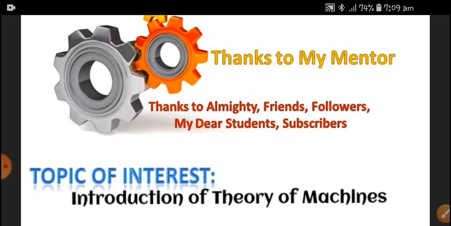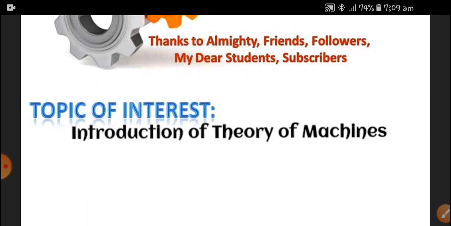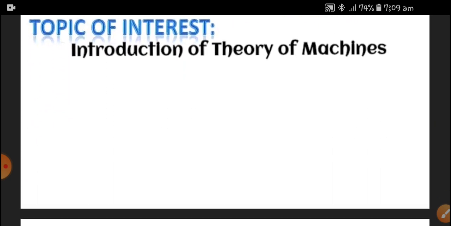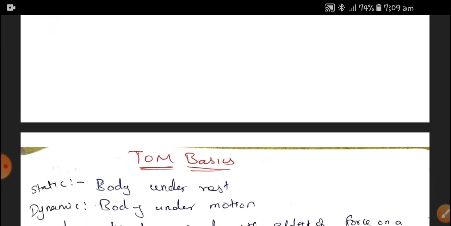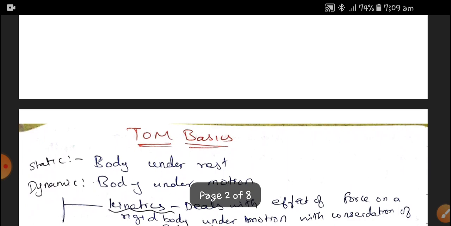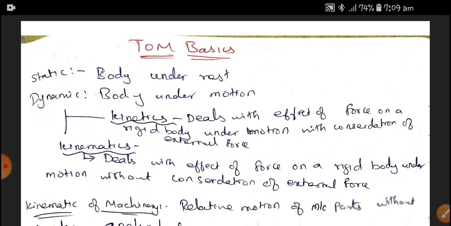And today's topic of interest is introduction of theory of machines. Generally, theory of machines is an important subject for a mechanical engineer because it defines the static as well as the dynamic bodies in motion as well as in rest. First of all, today we are going to discuss the theory of machines basics.